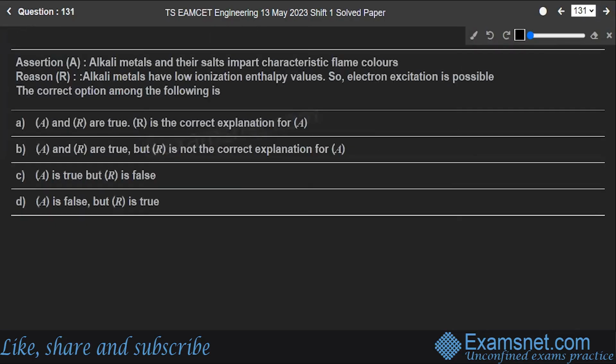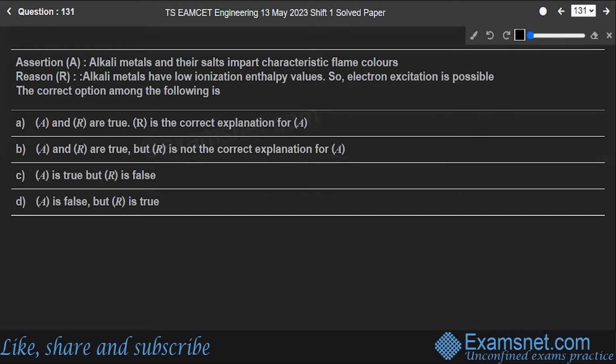Next is question number 131. It's an assertion and reason question. Assertion says alkali metals and their salt impart characteristic flame colors. Reason is alkali metals have low ionization enthalpy value, so electron excitation is possible. So which is correct, this assertion and reason, which ones are correct?